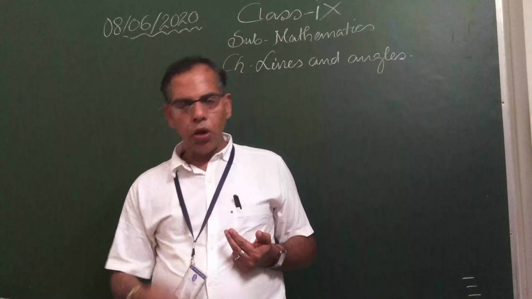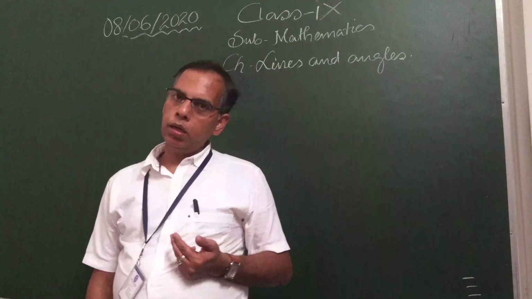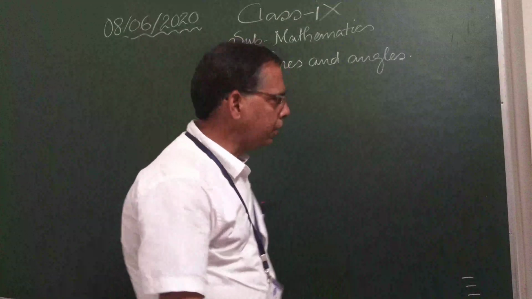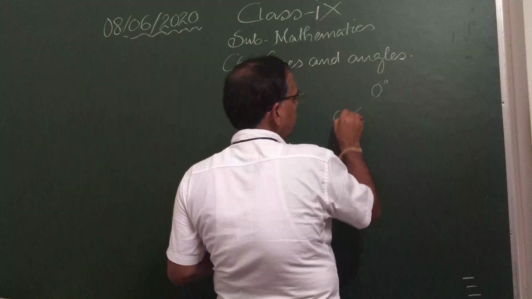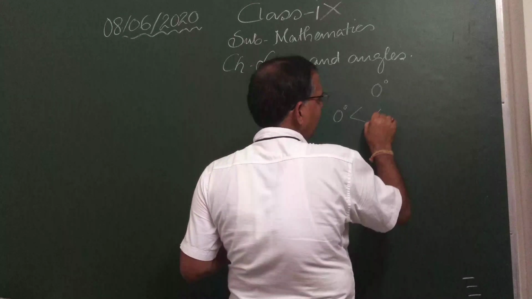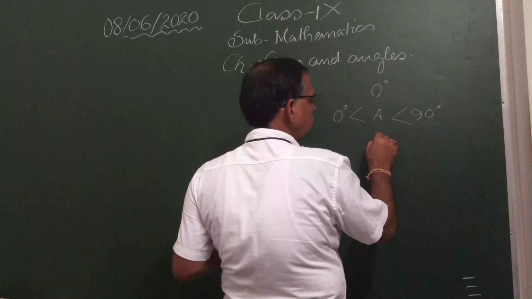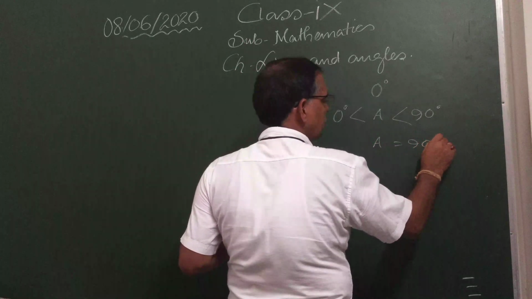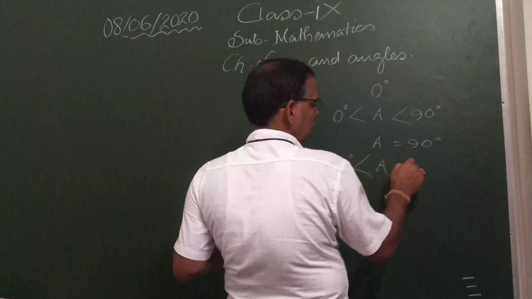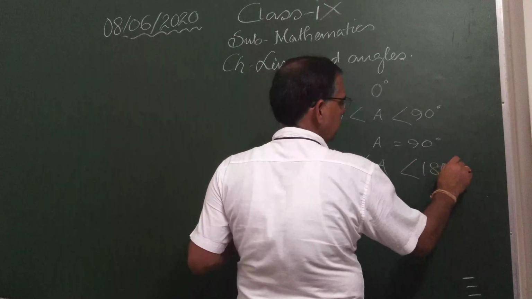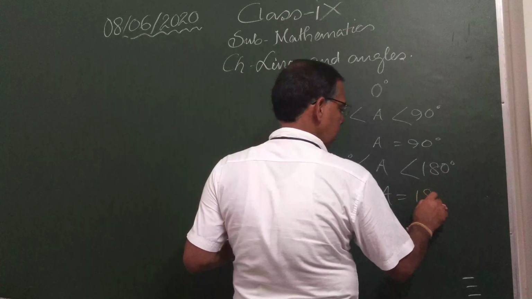Starting from zero till the complete angle. Can you recollect what I have given? I have given first 0 degree. Then greater than 0 degree. Suppose angle A is less than 90 degree. Then I have given A equal to 90 degree. Then A greater than 90 degree, less than 180 degree. Then A equal to 180 degree.